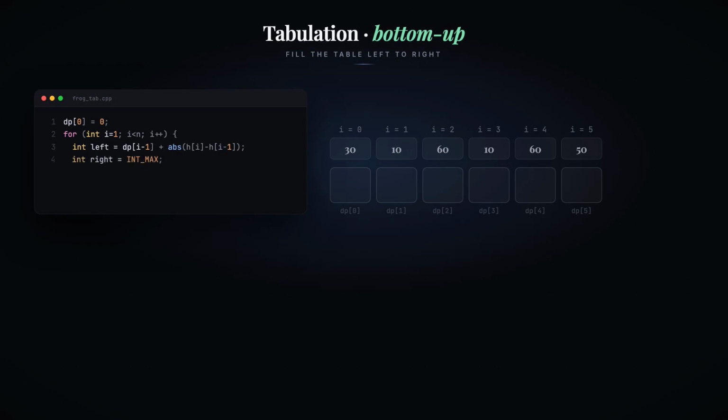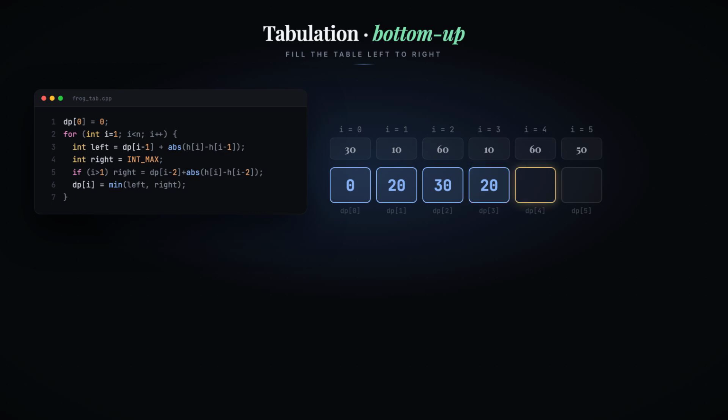We can flip it bottom up with tabulation. Set dp of 0 to 0, then sweep left to right. Each dp of I is built from dp of I minus 1 and dp of I minus 2. The table fills in one pass, arrows feeding forward, same order n time, order n space, and no recursion stack.